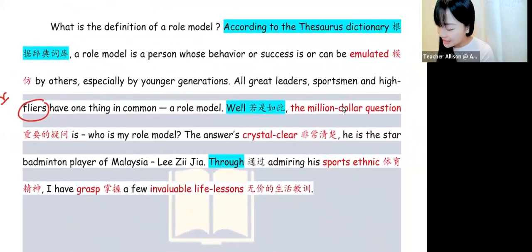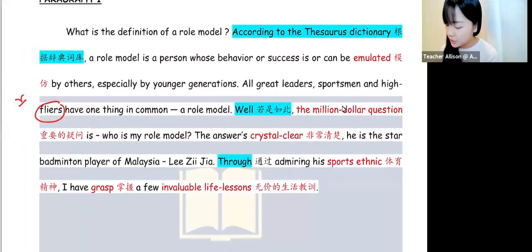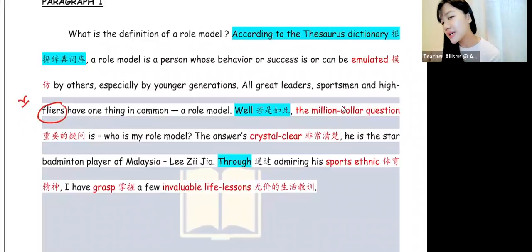Well, we are going to use a linker. The $1 million question is a very useful phrase to use in every essay, meaning the most important question is, who is my role model? The answer is crystal clear.